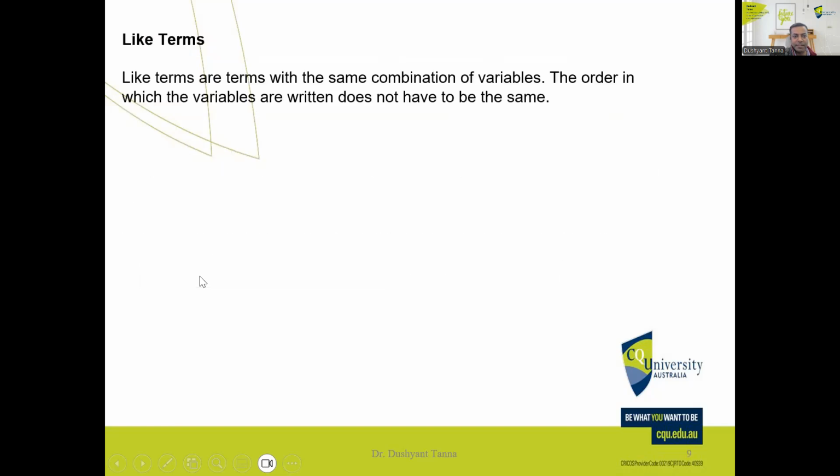I think it's the same slide. So, yeah. Like terms. They are the terms with the same combination of variables. When I explain this to a very young kid, how would you explain like terms or unlike terms? How would you explain it to someone?